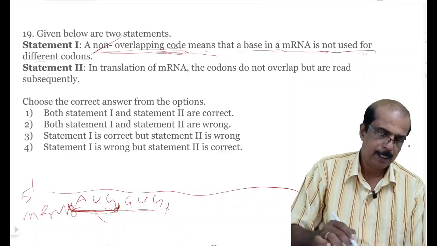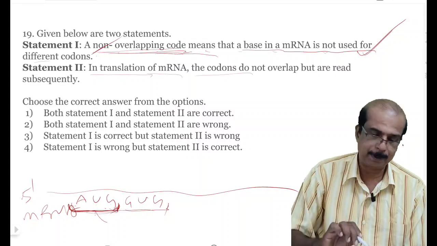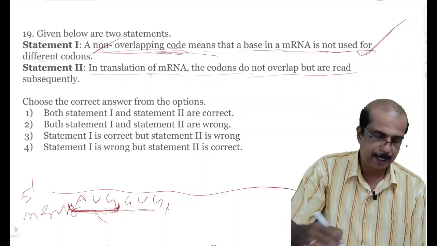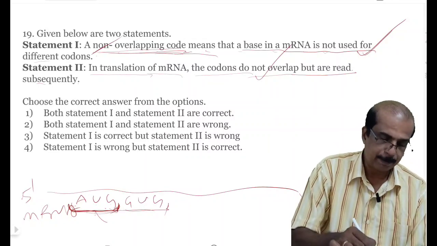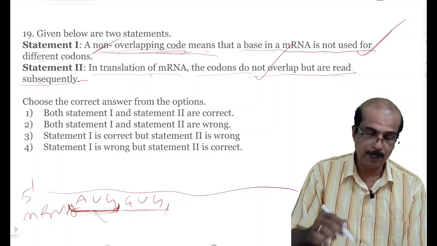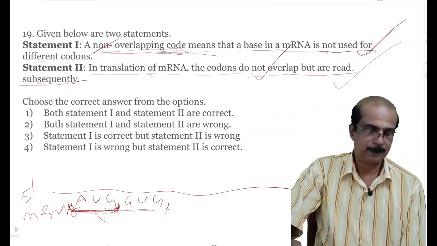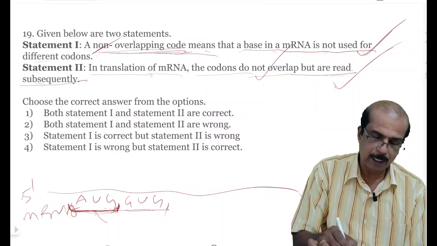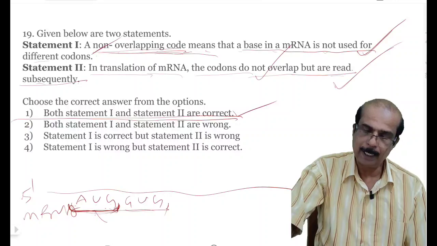Statement 1 is correct. What about statement 2? In translation of mRNA, the codons do not overlap. They are read subsequently, or continuously, without any overlap. Statement 2 is also correct. So statements 1 and 2 are correct, and the answer to this question is option 1.